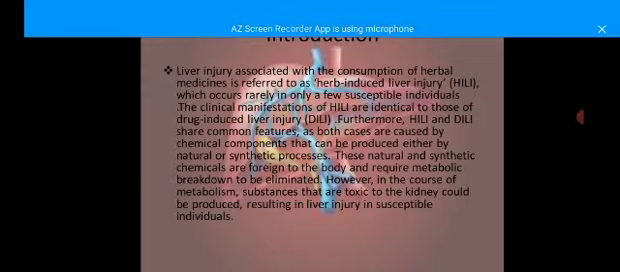Furthermore, talking about the symptoms, the symptoms of liver injury induced by herbal medicine are somewhat similar to those induced by drugs. The body basically considers these herbal agents as foreign, and so these agents undergo metabolism. During their course of metabolism, certain metabolites are produced. So basically, those metabolites are the reason for producing liver injury in susceptible individuals.